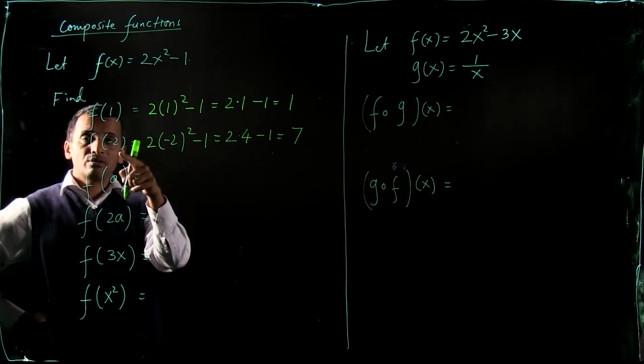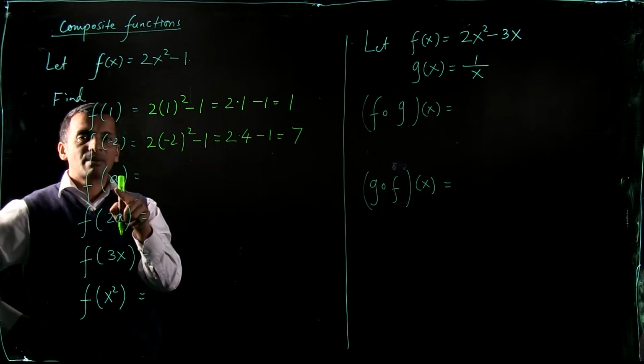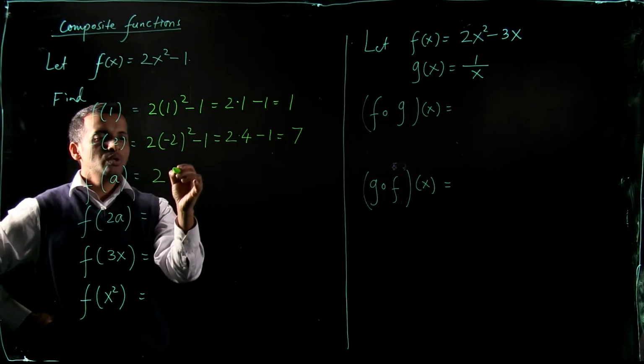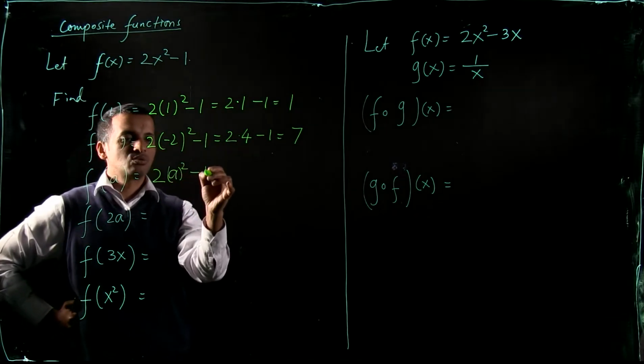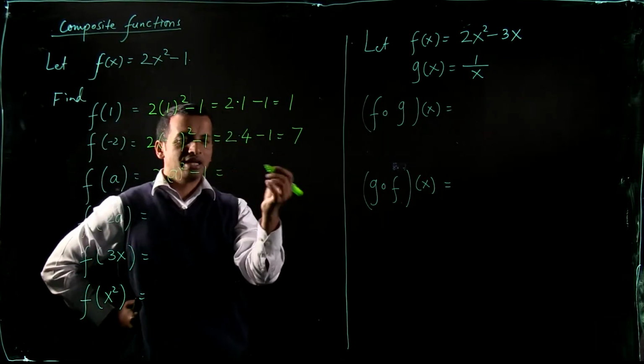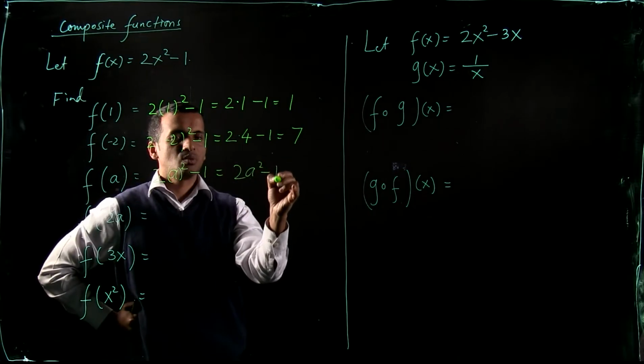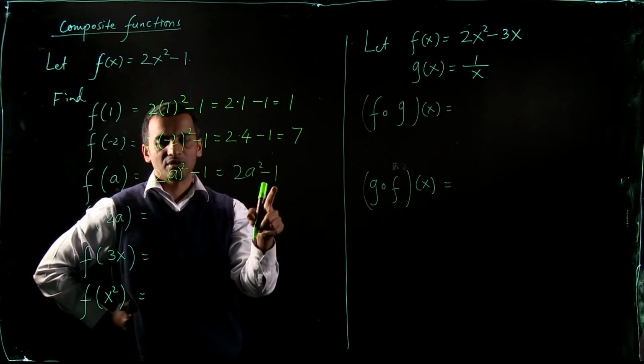How about f at a? Here it's similar to at 1 and negative 2. You replace x by a. What do you get? You get 2 times a squared, and then minus 1. What is a squared? It is just a squared. So 2a squared minus 1. You cannot simplify it further.